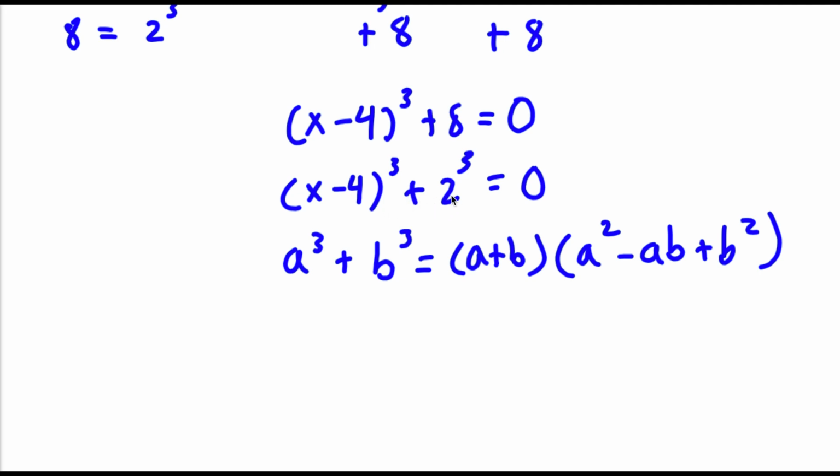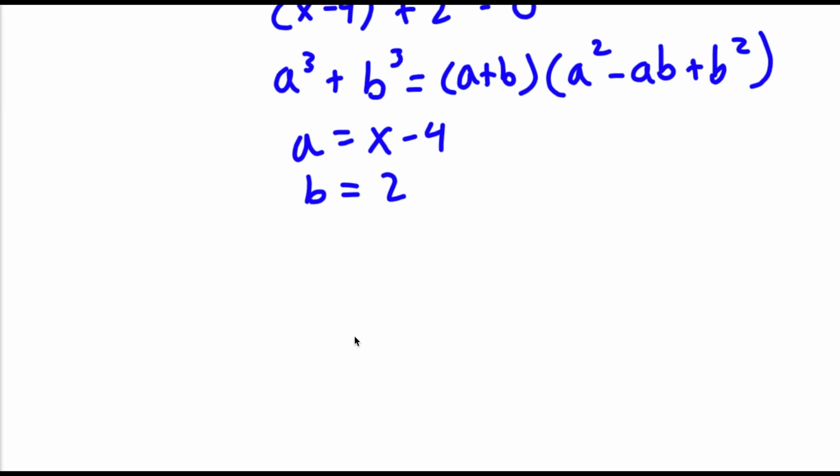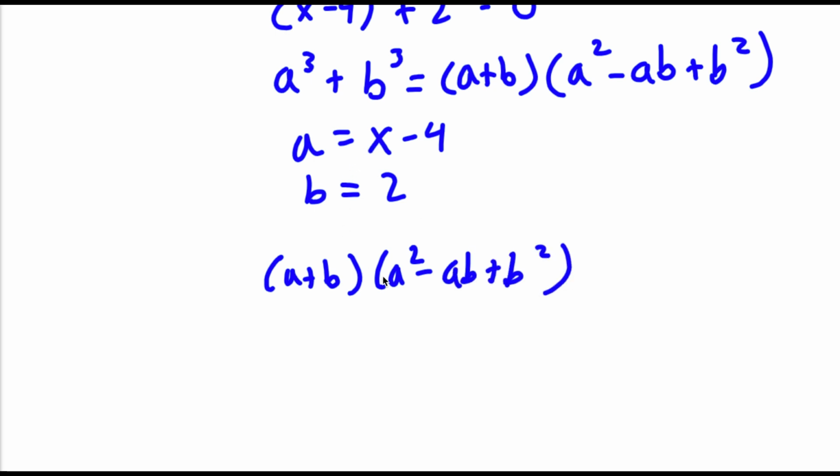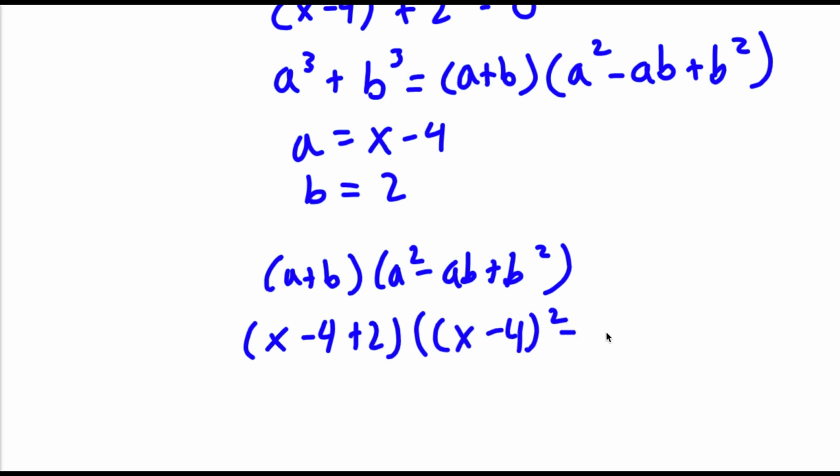So in this case, a is equal to x minus 4, and b is equal to 2. So (a plus b) times (a squared minus ab plus b squared), if we replace a with x minus 4 and b with 2, I have (x minus 4 plus 2) times ((x minus 4) squared minus (x minus 4) times 2 plus 2 squared).